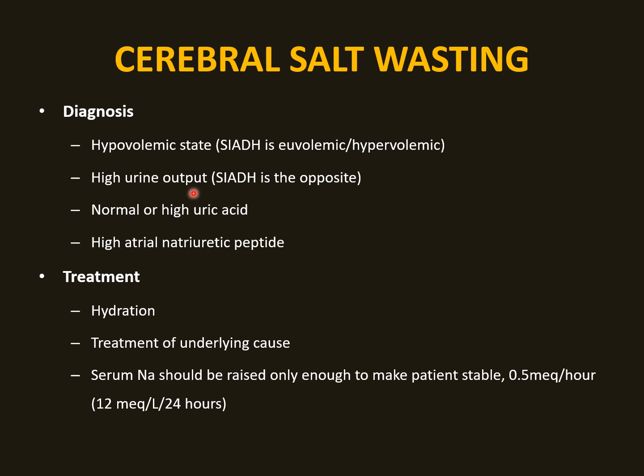High urine output, in the cases of SIADH, they have low urine output. Normal or high uric acid, high atrial natriuretic peptides. The treatment here is hydration. In the cases of SIADH, restriction of fluid. So it's very important to know the difference. Treatment of the underlying cause; serum sodium should be raised only enough to make the patient stable, 0.5 mg per hour, maximum 12 mg per liter per 24 hours.